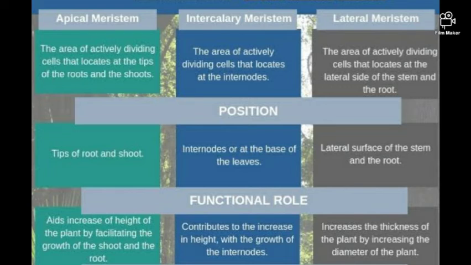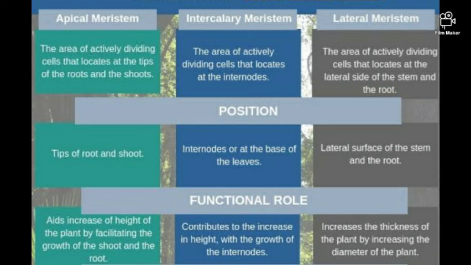Let's now carefully compare all the three types of meristematic tissues. The apical meristem are present in the area of actively dividing cells that are located at the tips of the root and the shoots. The intercalary meristem are present at the internodes of the plant. The lateral meristems are present on the lateral side of the stem and root. Lateral means sideways. Okay, the area surrounding this, near to the border.